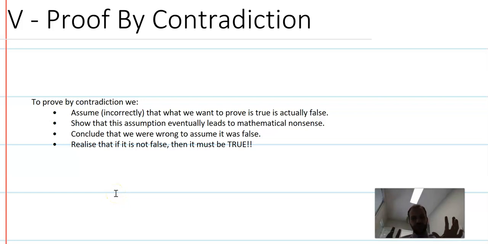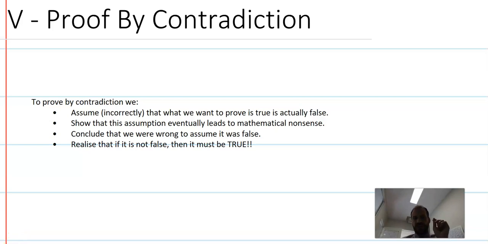All right, so proof by contradiction, it's an all-time favorite of mathematicians everywhere. Here's how you do it. You assume incorrectly that whatever you want to prove is true is actually false. Then you show that that assumption leads to mathematical nonsense. Then that means that your initial assumption was wrong, which then means that the thing that you assumed was false is actually true.